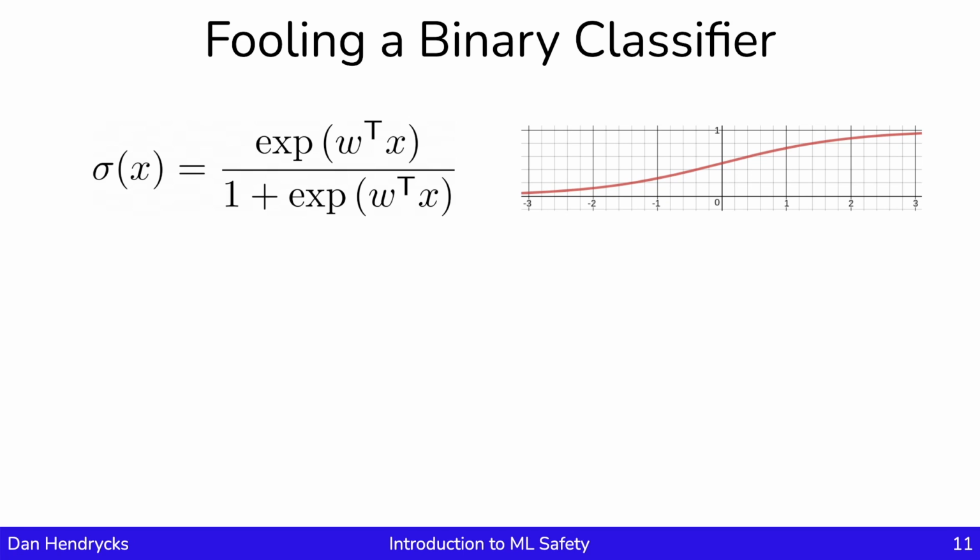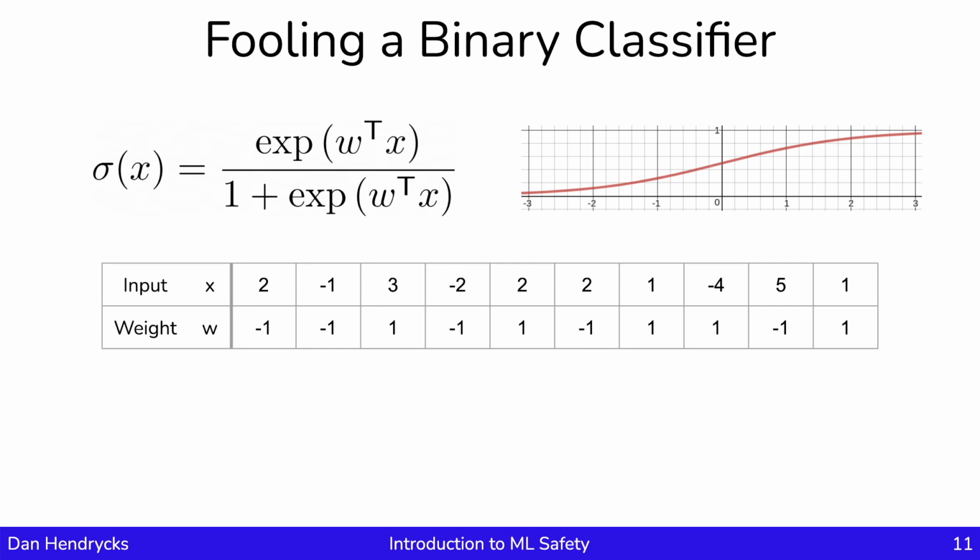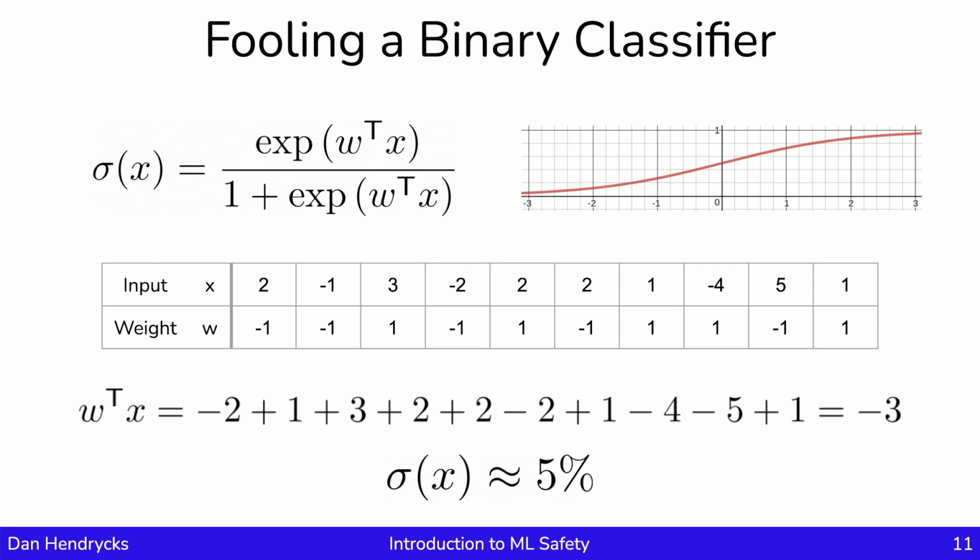Before talking about deep networks, let's just talk about trying to come up with an adversarial example for a simple binary classifier. Say our binary classifier is as follows. There's a weight vector and an input vector. At the right, we visualize a one-dimensional version of this. Say that the input vector is x, as specified as follows, and the weights are specified by this table as well. Currently, the sigmoid's value is approximately 5%.